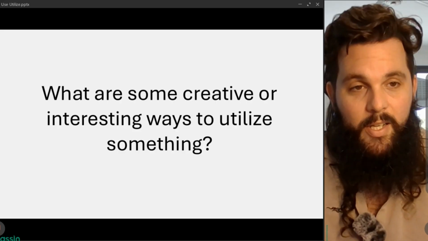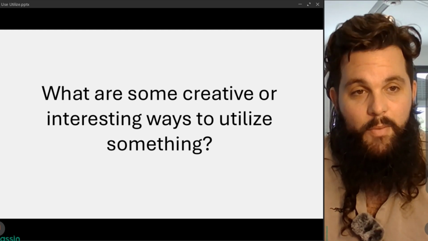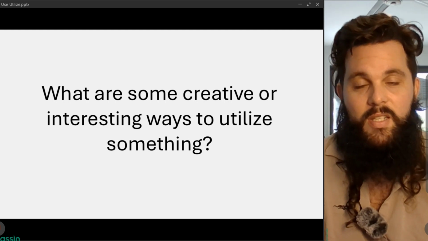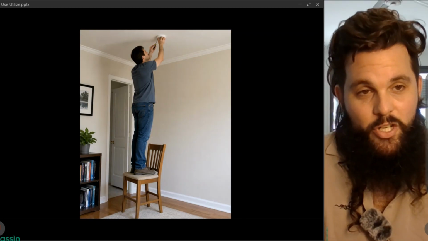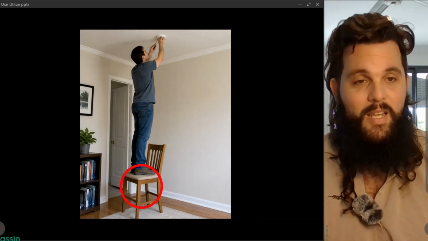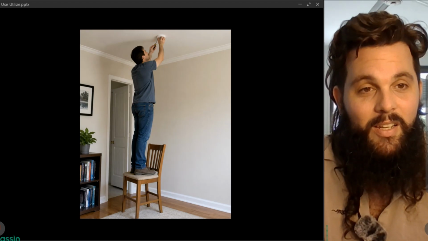So now that we know the meaning, what are some creative or interesting ways to utilize something? So using something outside of its intended purpose. Well, in this picture, the man's utilizing a chair as a ladder. The intended purpose of a chair is to sit on it. But in this one, he's using it as a ladder.